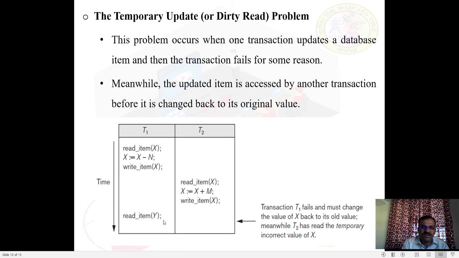Then it reads item Y. But for some reason, it can be any reason, transaction T1 fails and must change the value of X back to its old value. Meanwhile, T2 has read the temporary incorrect value of X.